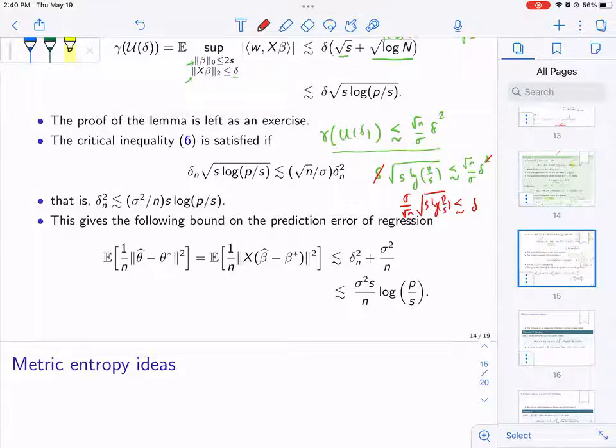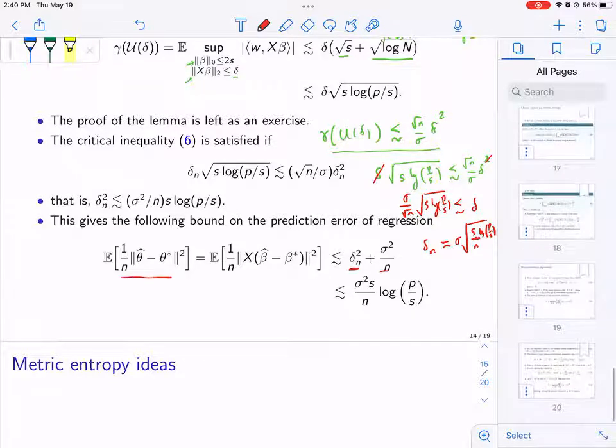So I want the smallest delta, so I'm going to push it down. So delta n, the critical radius, would basically be, up to constants, sigma root s over n log p over s. Okay. What this is saying, if you plug it into that equation that we had, this is bounded by this plus sigma squared over n. So just plug in delta squared, and this is going to be sigma squared s over n log p over s.